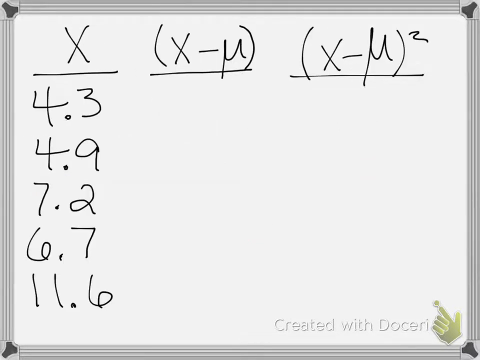Okay, so here we go. Again, it's not going to be too painful, hopefully. I've listed out those returns on stockholder equity: 4.3, 4.9, 7.2, 6.7, and 11.6. Recall from the previous slide that our mean here is 6.94, so I'm going to write that up there so we remember. All we're doing is taking the values in this first column and subtracting that average of 6.94. And so we'll get negative 2.64.